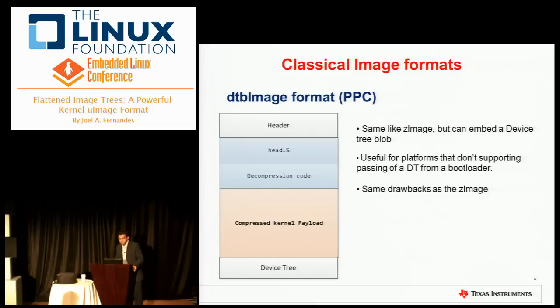Along this line, there's a format called DTB image, which was added to PowerPC, and it does have some support for embedding a device tree inside of the image. And this has been proved useful for systems that don't support passing a device tree from the bootloader or the firmware. Again, it really hardly talks about what the kernel is about, and its load address. There's no checksums, and all that kind of stuff. So it's very limited in the way it is.